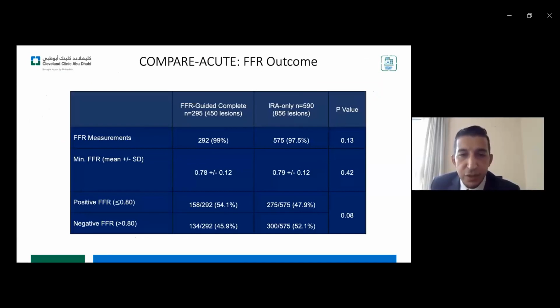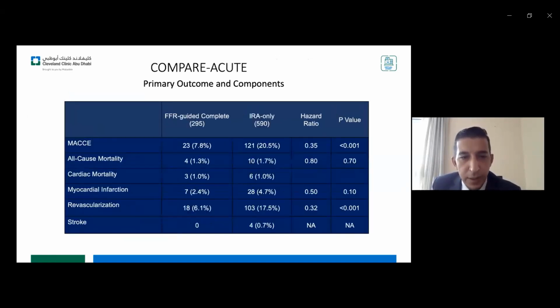Interestingly, I like this because it shows the rates of FFR positivity, and they're about half the patients that they looked into FFRing. About 50% were positive and 50% were negative, and I think that tells you about how good we are at assessing these borderline lesions. FFR is a very useful tool in differentiating. This shows their composite endpoint of MACE, and it did not reach statistical significance with mortality, primarily driven by reductions in MI and repeat revascularizations.